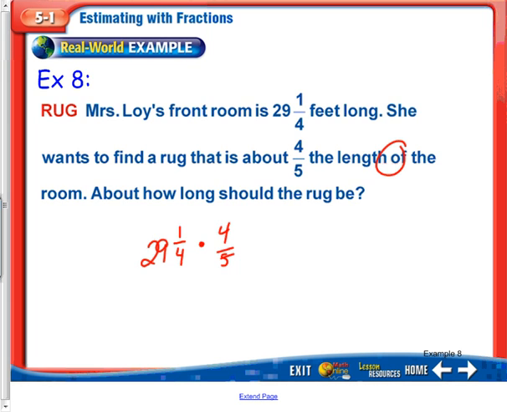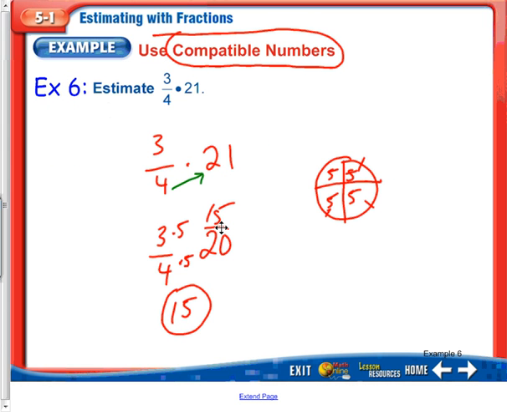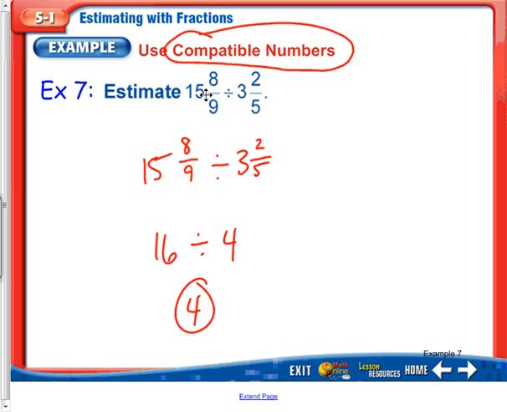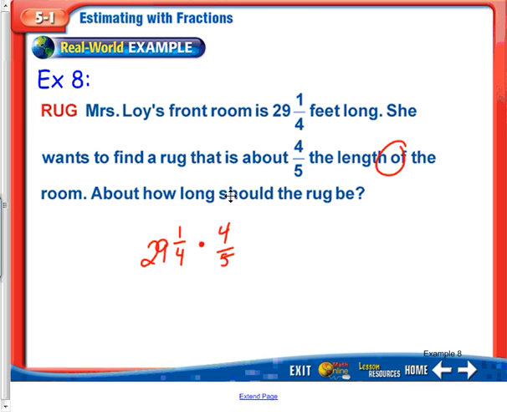Well, this is like the example that we just did right here. I have a fraction and I have a number, and actually this time we have a mixed number, but that's okay. Think about what number is compatible with 5 that's close to 29 1/4. Well, 5 times 5 is 25, but 25 is kind of further, so let's go to the next one. 5 times 6 is 30, so let's change this to 30 times 4/5.